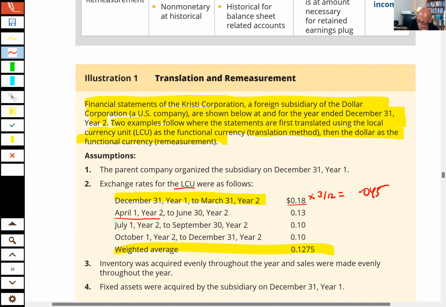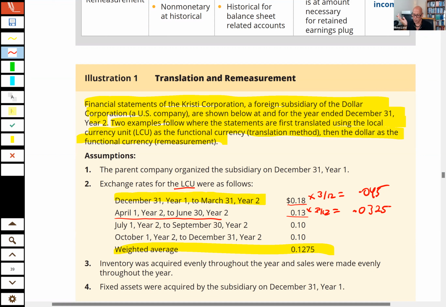And then they show us this new exchange rate was in effect from April 1st to June 30th. Well, that's another 3 months: April, May, June. So I go ahead and multiply that times 3/12, and that gives me 0.0325. And then they broke it out in these different tranches here.